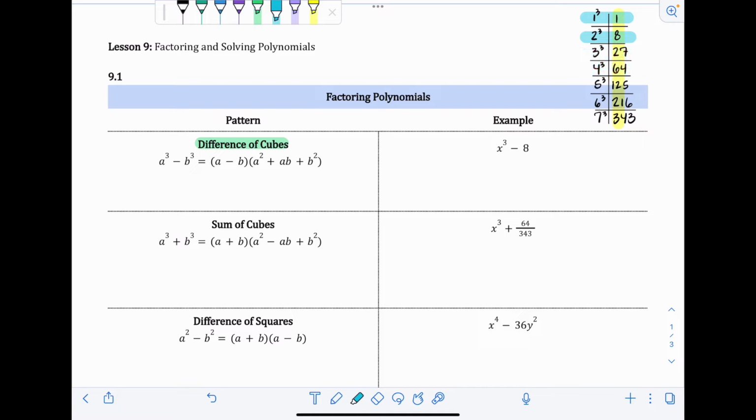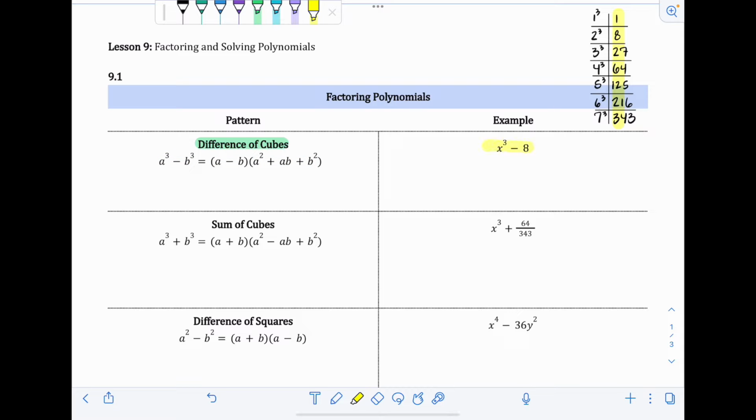So all the ones on the right side of this upper right table, the ones that are highlighted in yellow, those are perfect cubes. Those are numbers that we would look for when we are trying to use this pattern. So the pattern itself is a cubed minus b cubed. It factors into a minus b times a squared plus ab plus b squared. We're going to have numbers in there when we write our final answer, some variables, some numbers, as opposed to just a's and b's. So the first step is to take the problem that you're given.